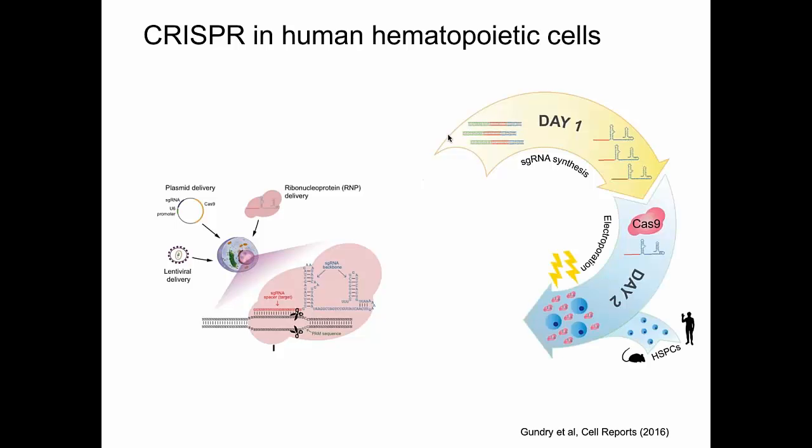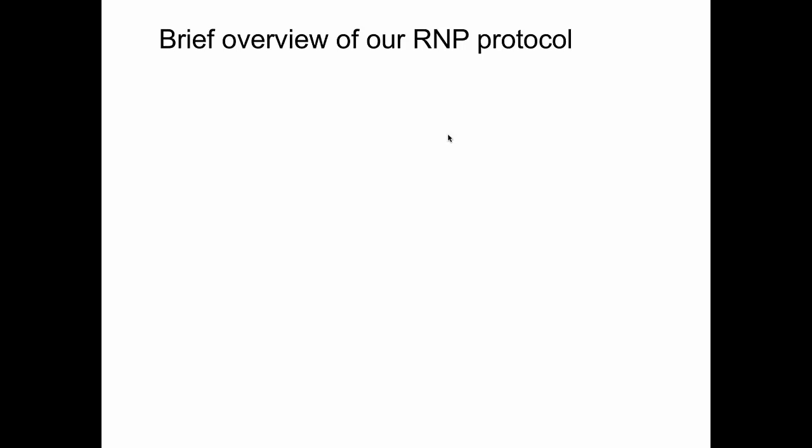On day two, we form our RNPs by incubating our Cas9 protein, which we are buying from vendors similar to those that Dr. Dever mentioned. We incubate our Cas9 protein with our in vitro transcribed guide, add our cells, whether these are hematopoietic stem and progenitor cells from a human or mouse, or cell lines. We add those and electroporate, and on day three, we're able to assess the knockout efficiency and begin our in vivo or in vitro experiments. So I just want to give a brief overview of our RNP protocol.